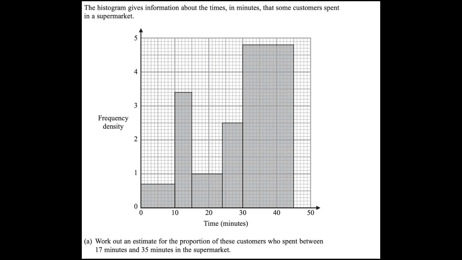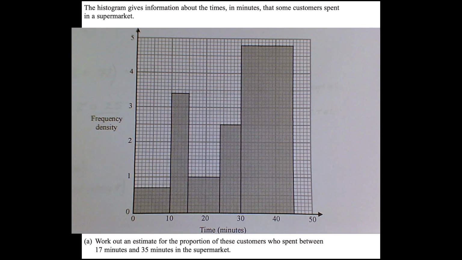So we've got a histogram question. With histograms, it's the area that represents the number of people, or the frequency. The frequency density is always on the y-axis. So what I'm going to do is work out the area of these shaded rectangles, because that will give me the number of people represented in this diagram.